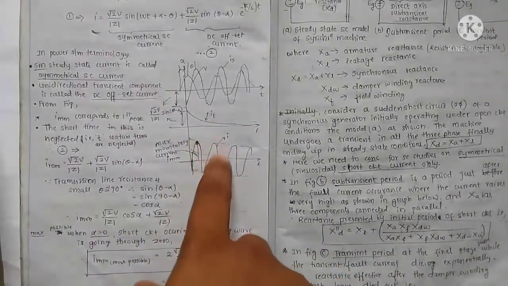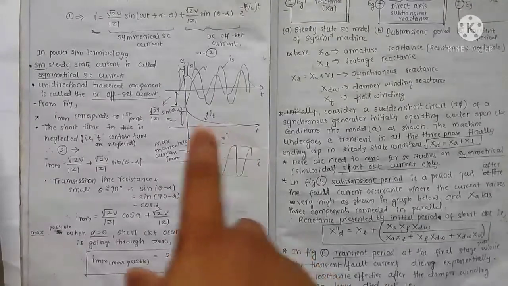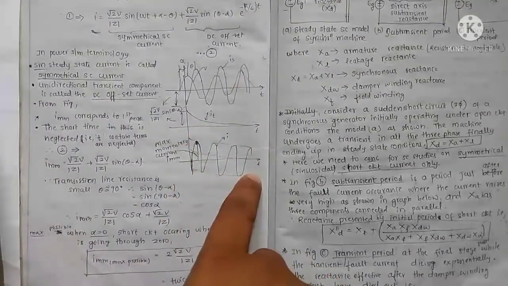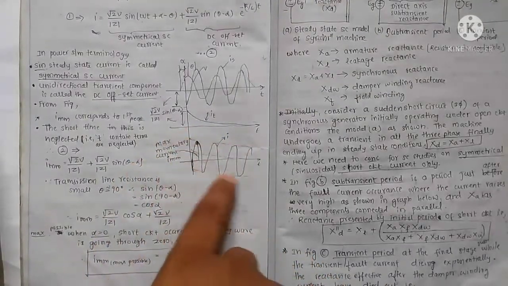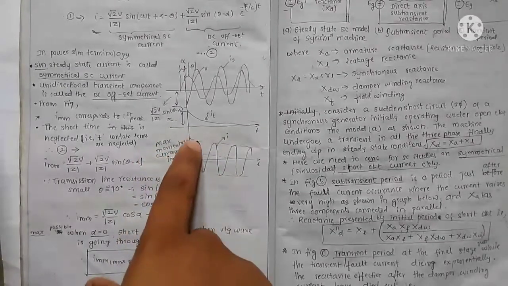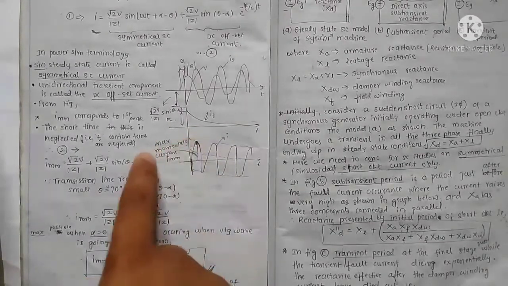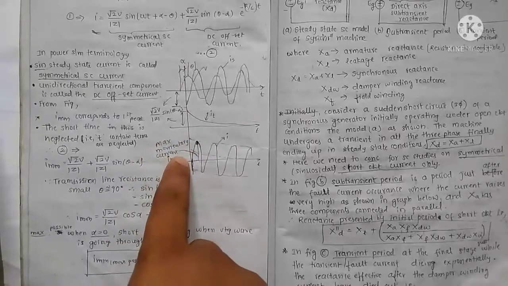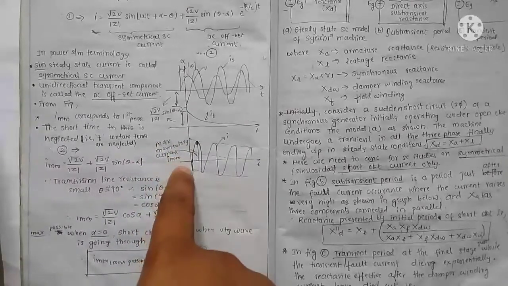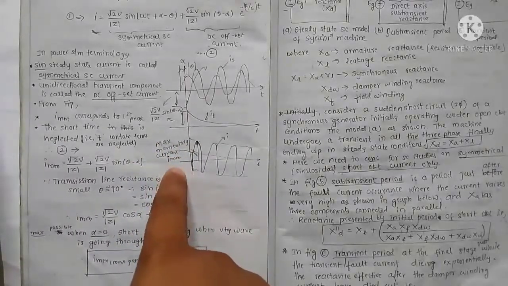And in the graph, if we zoom in, we get a graph like this, exponentially decreasing. That is the starting, initially high current, maximum peak, that is called the maximum momentary current. It is very important in the selection of circuit breaker, maximum momentary current.